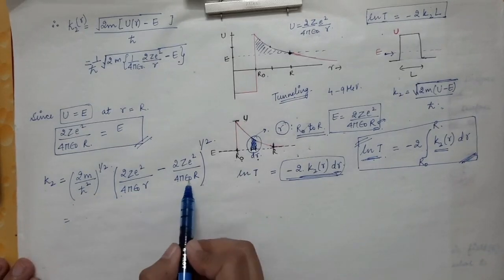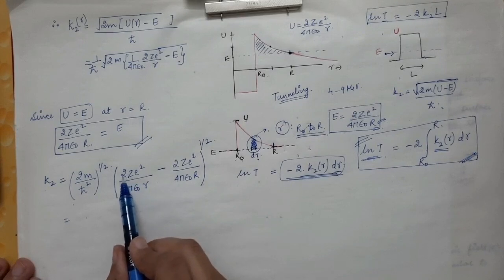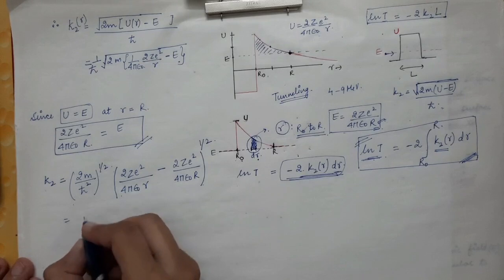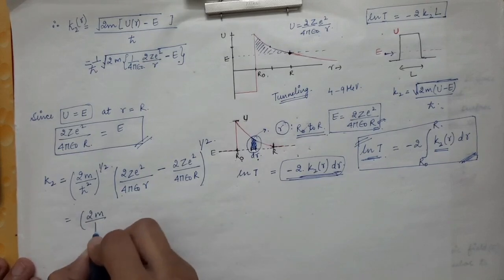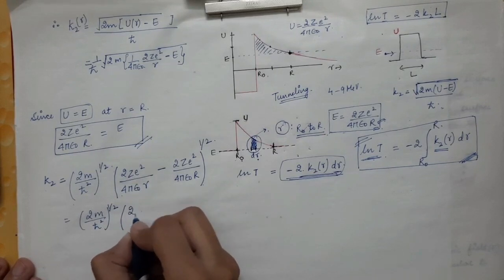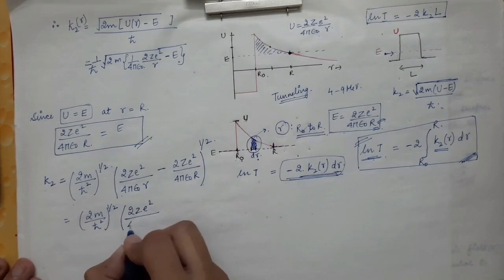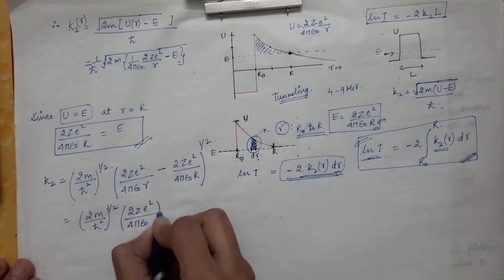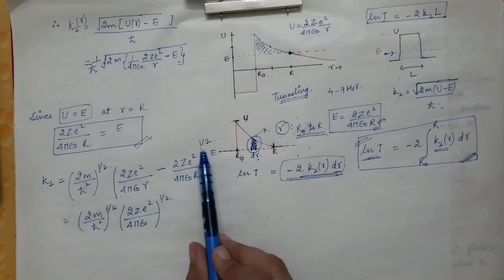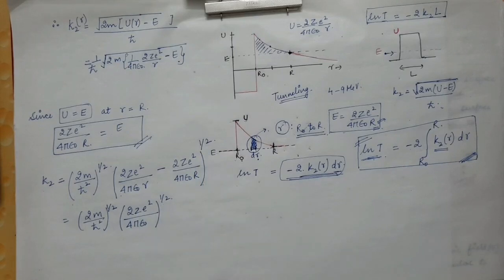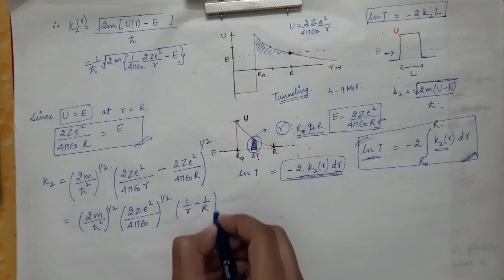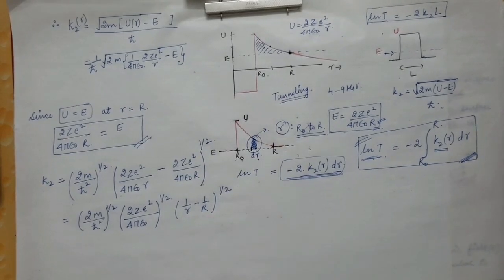So in these two terms, what do we have in common? We have 2Ze² divided by 4πε₀ common. So that will be (2m divided by ħ²) to the power 1/2, and we will take 2Ze² divided by 4πε₀ common outside. So that will be (2Ze² divided by 4πε₀) to the power 1/2. It will remain as it is, and you will get (1/r minus 1/R) to the power 1/2.